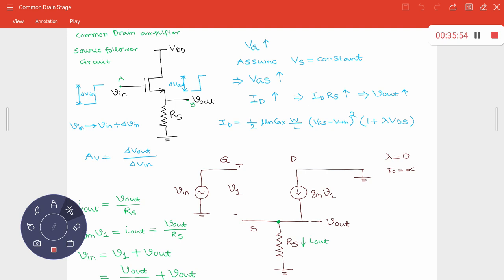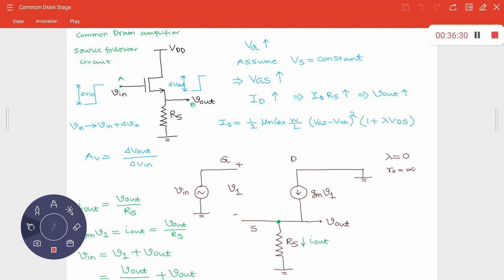The second thing is that there is no phase difference, unlike the common source amplifier. If there is an increase in potential at the gate terminal, there will be an increase at the source end as well. That means the source potential follows what is happening at the gate end. In that sense, I can call this configuration a common drain or source follower circuit. That is a qualitative discussion.